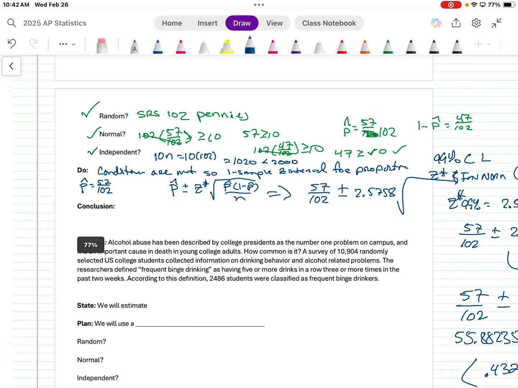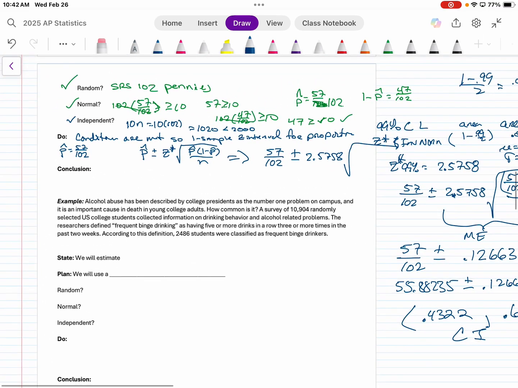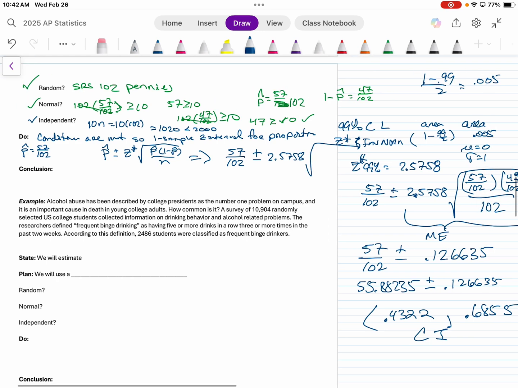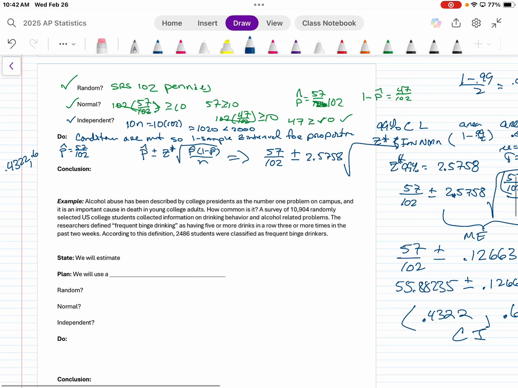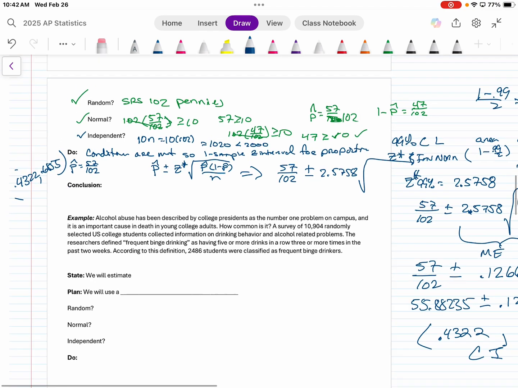So I'm going to, okay, hold on a second. 0.4322 to 0.6855. So I'm just copying that up so I can zoom in and write.